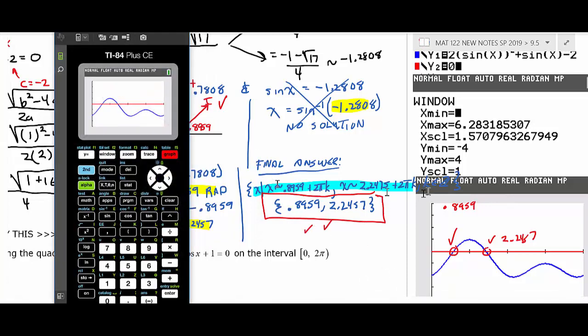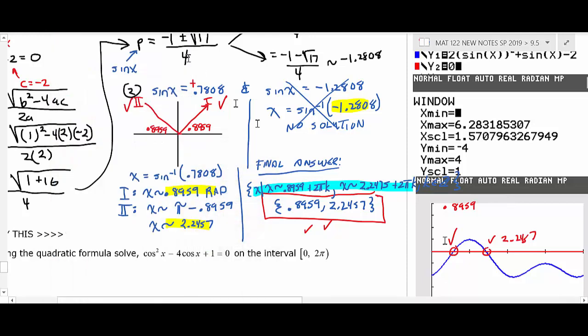And all you got to do on your calculator is just trace out those 2 solutions. So if I traced 0.8959, that pretty well should verify that that's correct. See, it's given y is close to 0. If you look at that, 10 to the negative 5 just means the decimals are moved back 5 places, so it's close to 0. Then if I trace 2.2457, then that'll verify that answer too. So that's it.